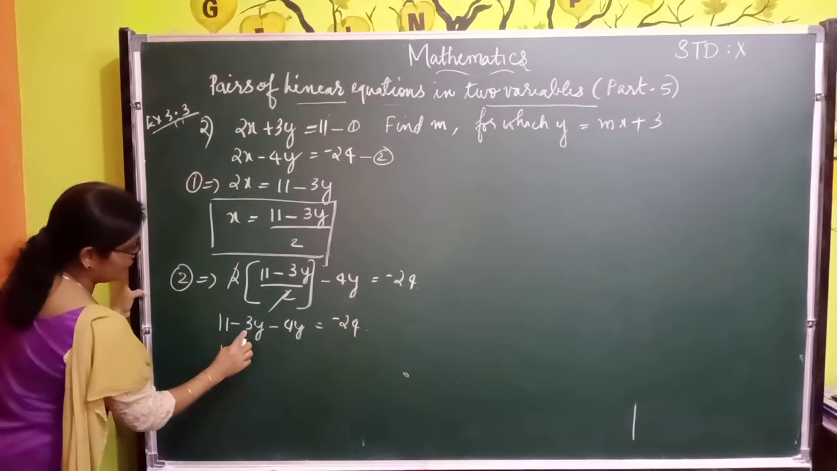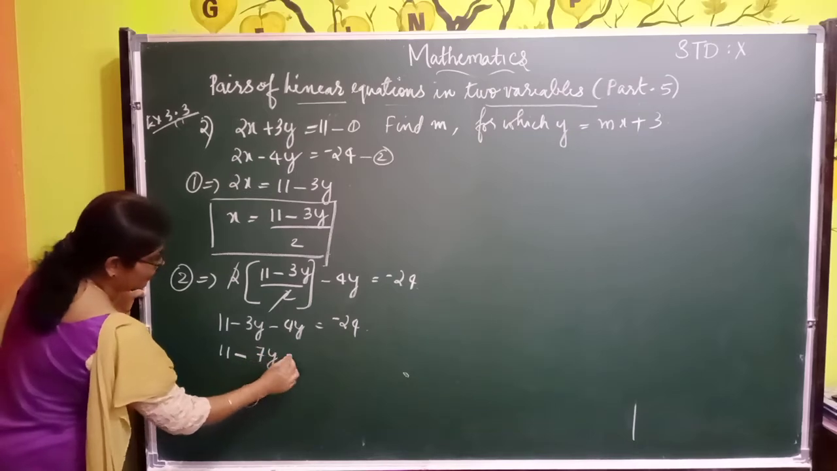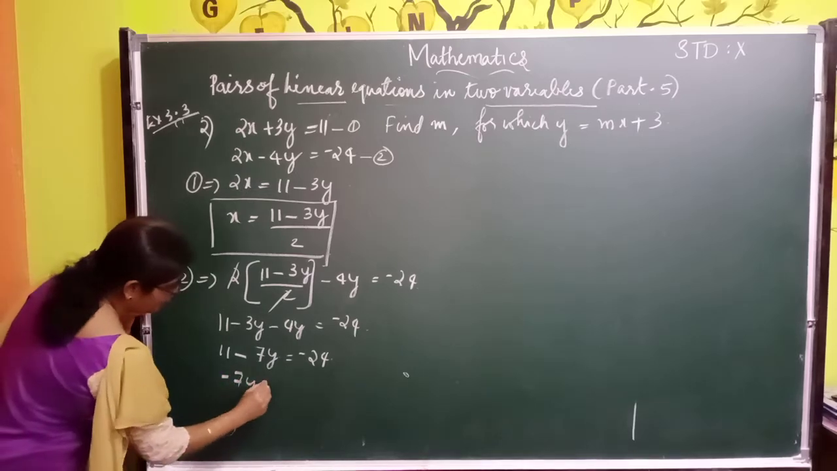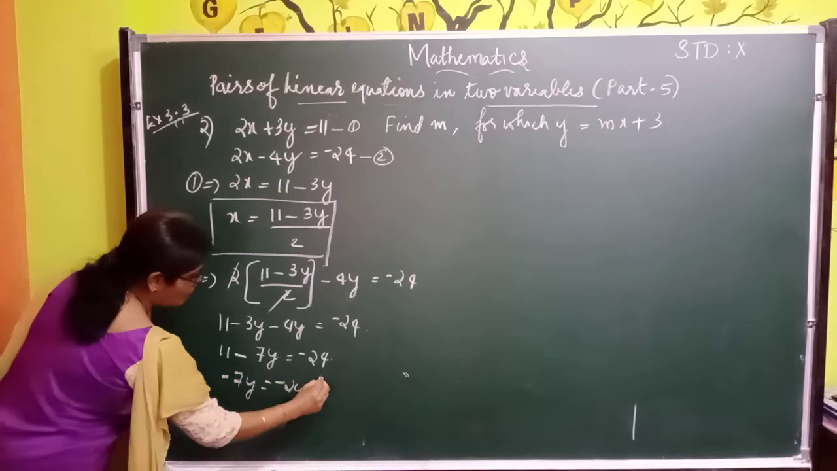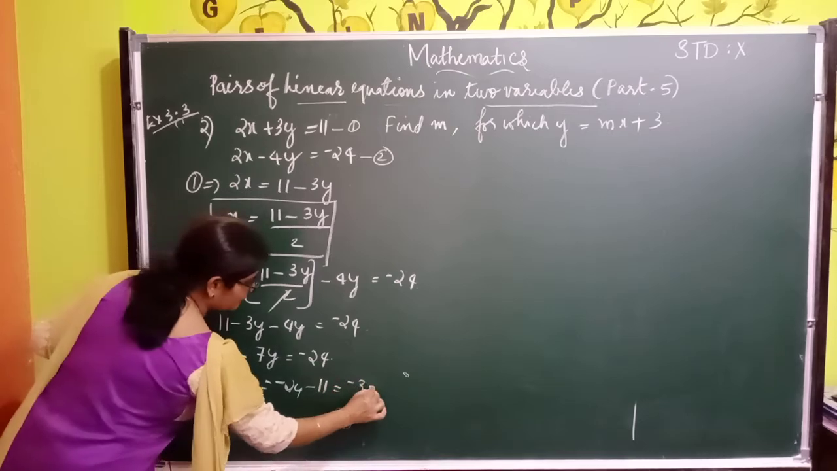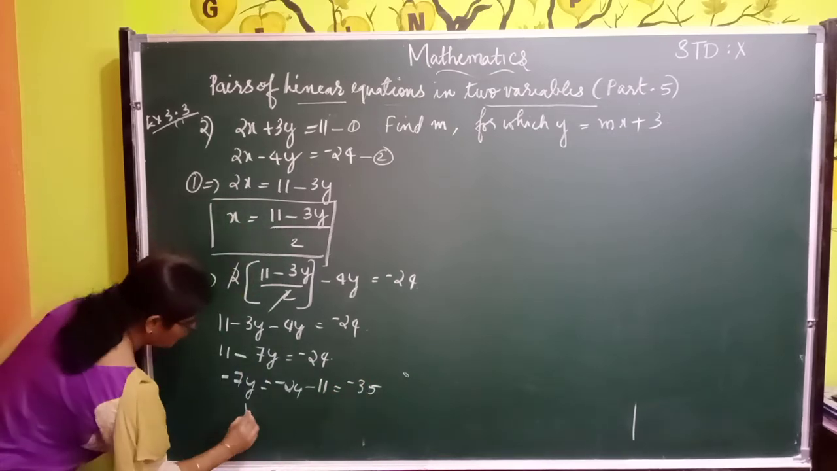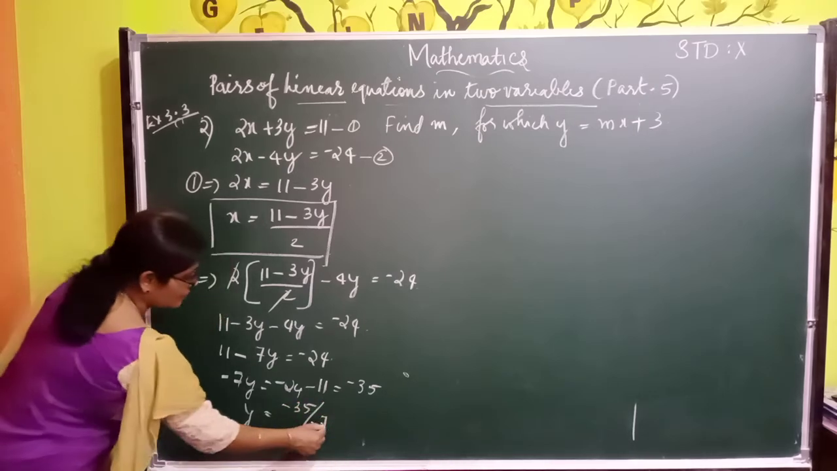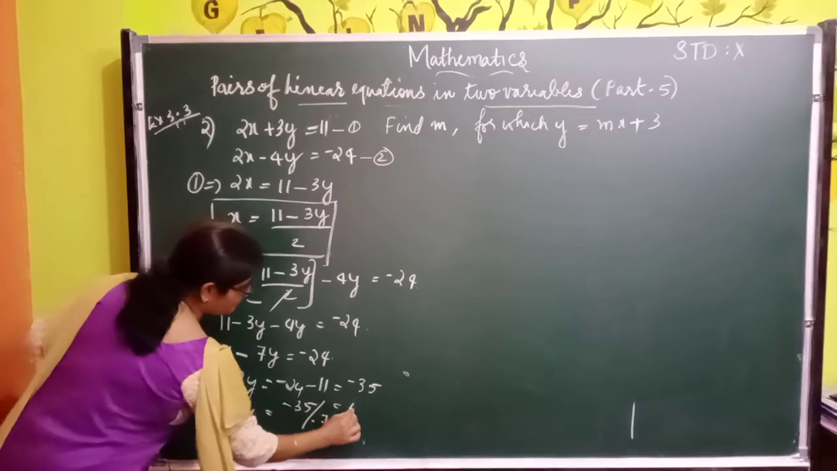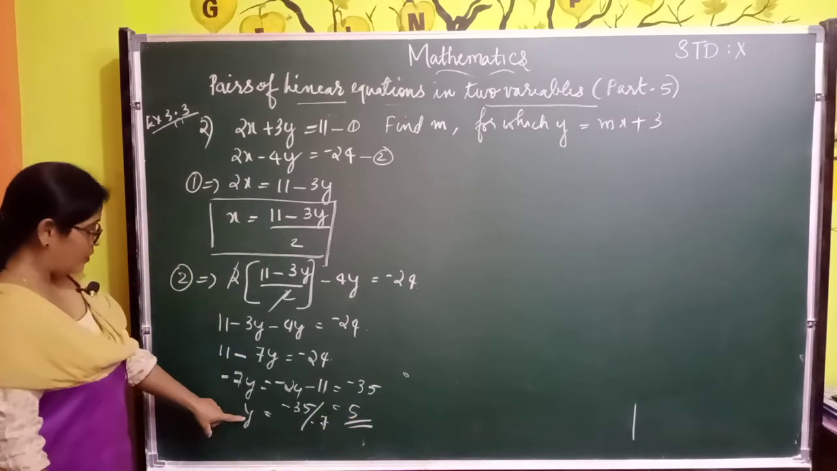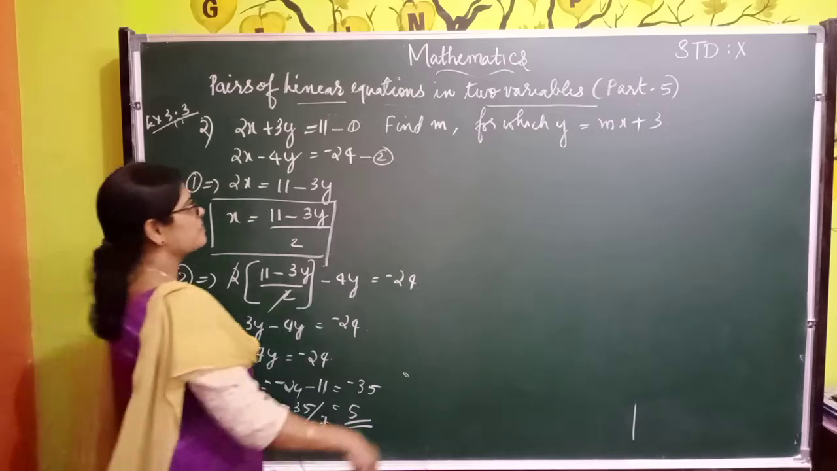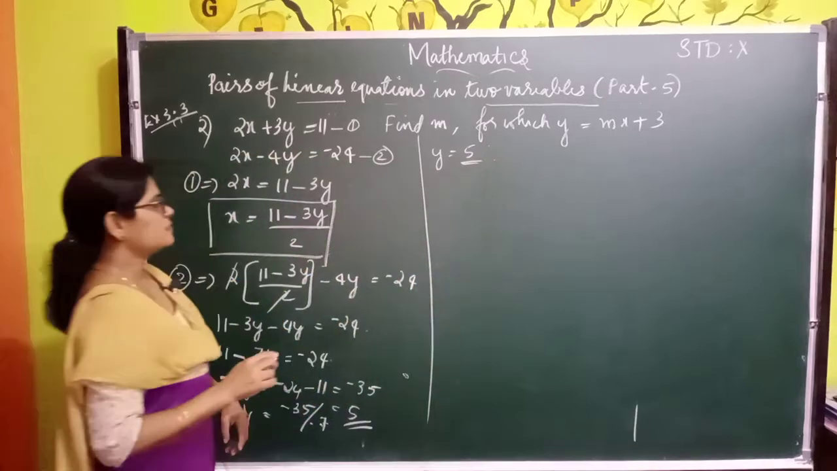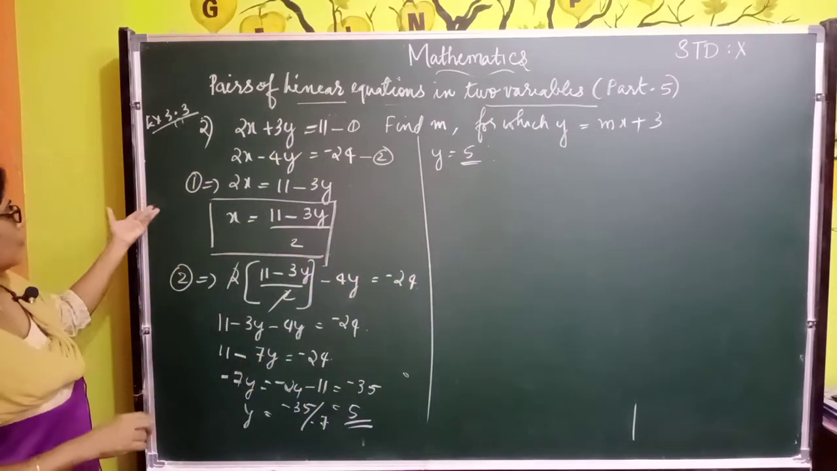11 minus 3y minus 4y, minus 7y equals minus 24. Minus 7y equals minus 24 minus 11 is equal to minus 35, and therefore y is equal to minus 35 by minus 7. 35 by 7, it is 5. So I have y is equal to 5. Now, what is x then?